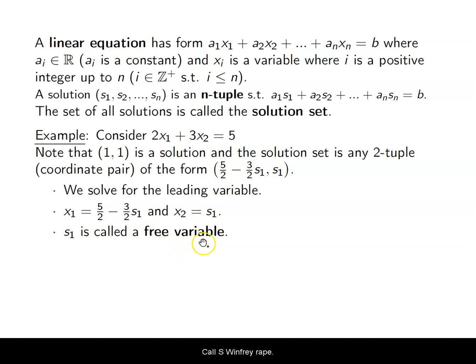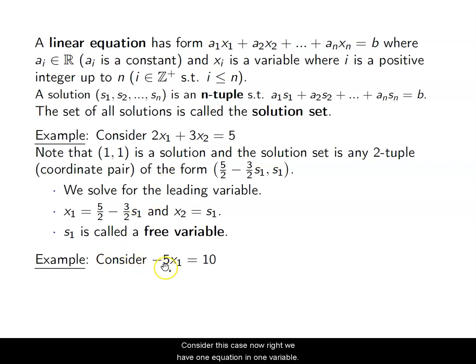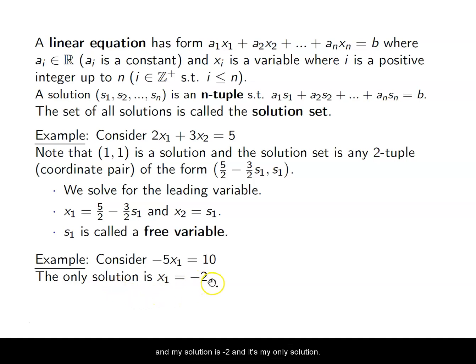So we call s1 a free variable. Solving these into this general form is very straightforward. It's just that you're probably not used to it. Consider this case now. We have one equation in one variable. This is very easy to solve for. I divide both sides by -5, and my solution is -2.